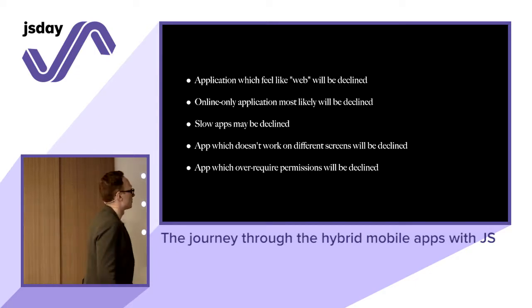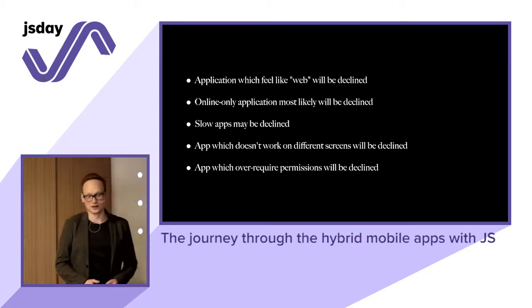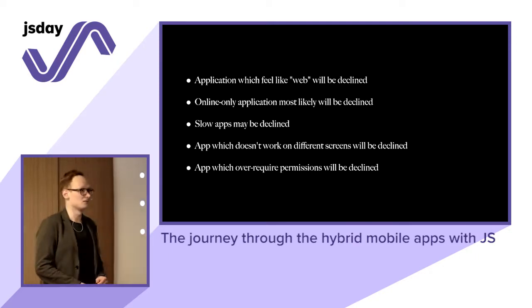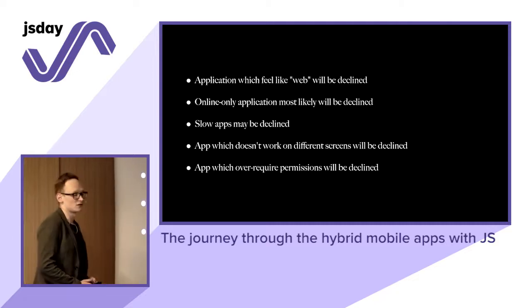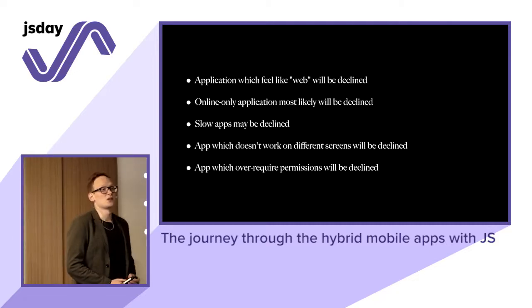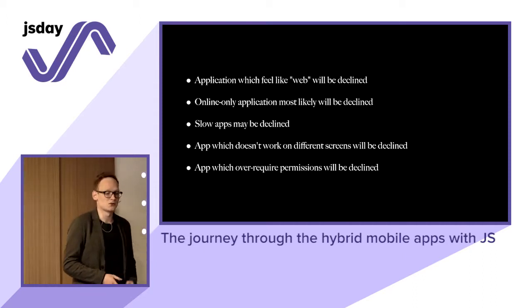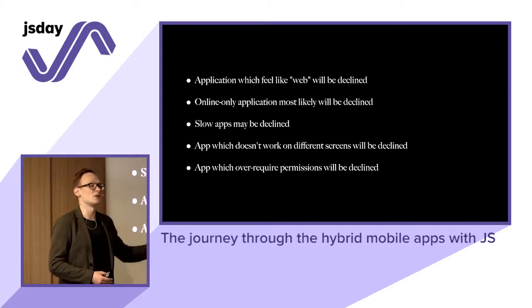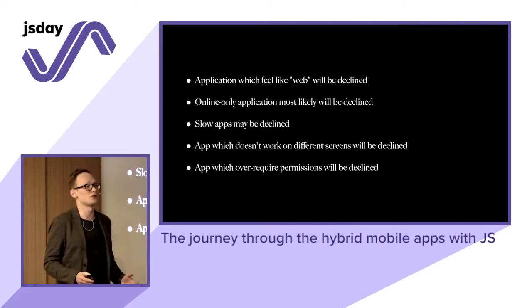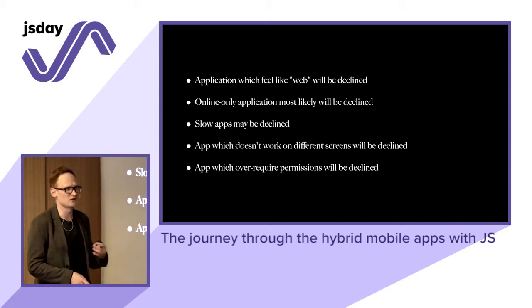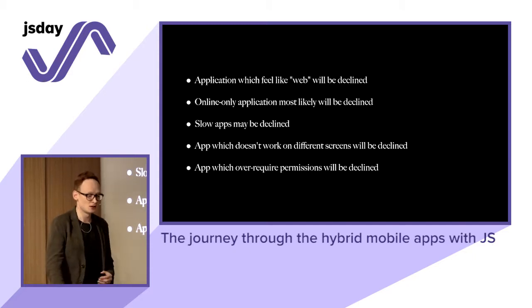Apple takes care of performance, and if your application is slow and buggy on some older iPhones, like 6 or 7, you might be declined. It's one of the reasons why many PhoneGap applications were declined in the past, because they didn't provide sufficient user experience and were noticeably slower than their native counterparts. And if you don't support different screens, you're going to be rejected. It's also mostly about the App Store, because Google doesn't really care much.